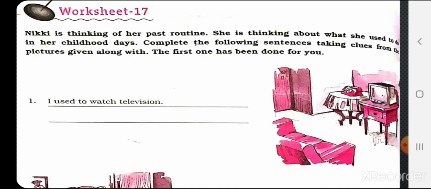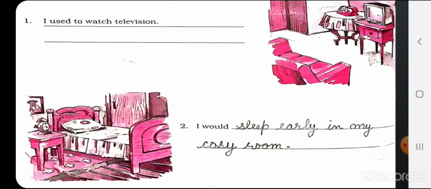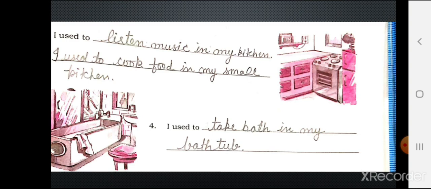Complete the following sentences taking clues from the pictures given along with. The first one has been done for you. I used to watch television. The next one, students, I would sleep early in my cozy room. Like this, you can complete it, students.